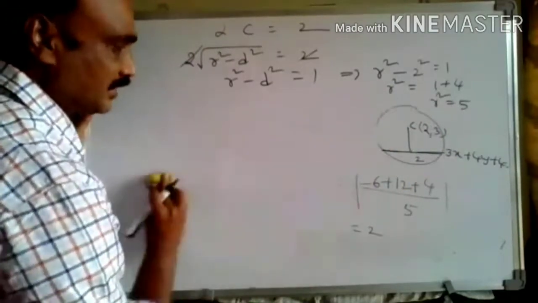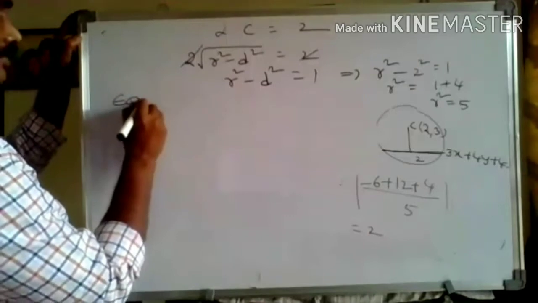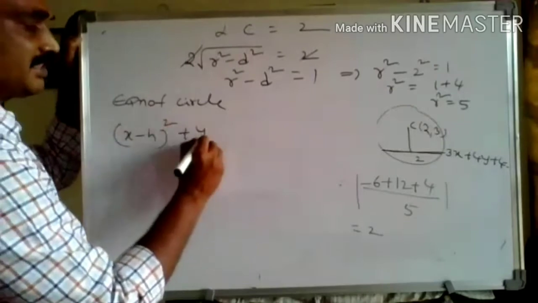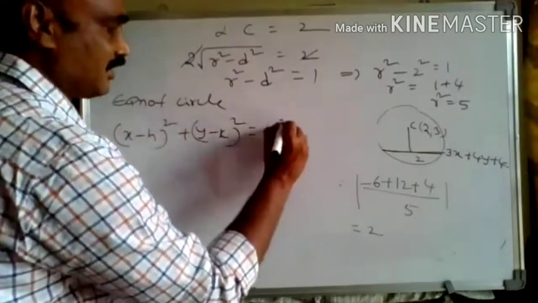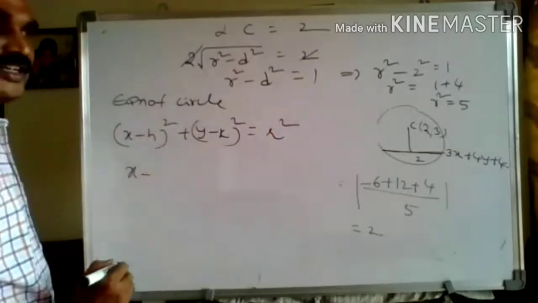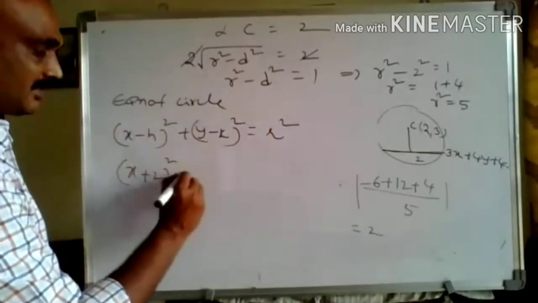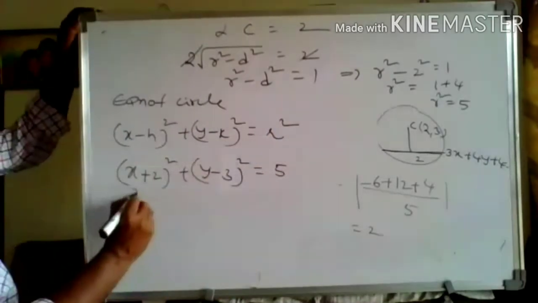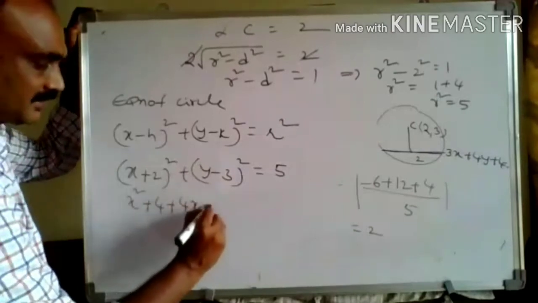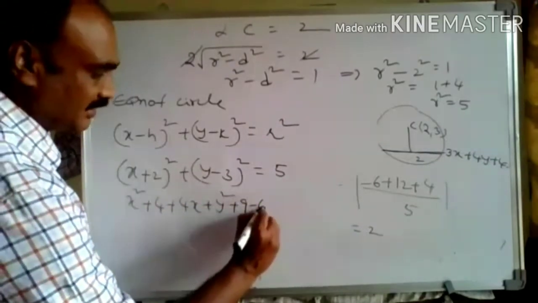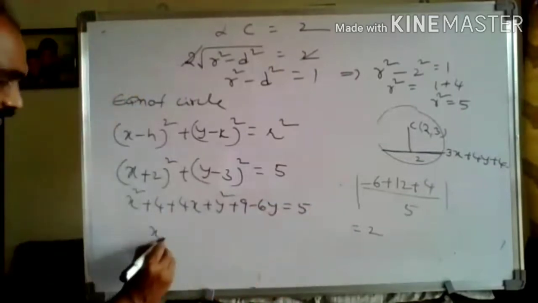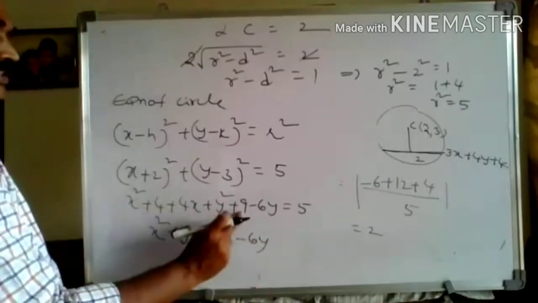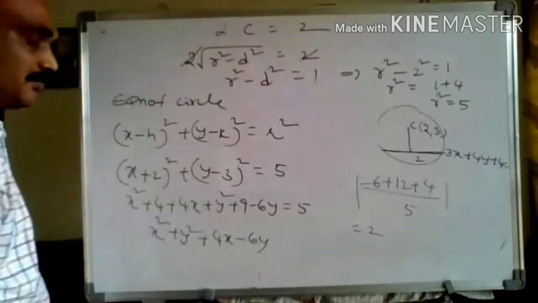Next, calculate the equation of the circle. With center (h, k) and radius r, the equation is (x minus h) whole square plus (y minus k) whole square is equal to r square. With center (-2, 3), (x plus 2) whole square plus (y minus 3) whole square is equal to r square, which is 5. So x square plus 4x plus 4, y square minus 6y plus 9 is equal to 5. So x square plus y square plus 4x minus 6y plus 13 minus 5, plus 8 is equal to 0.